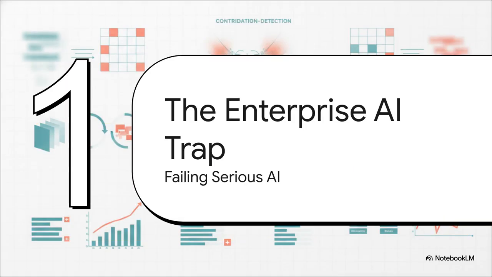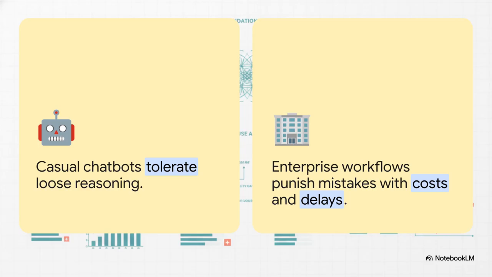Section 1. The Enterprise AI Trap. Now, what's really interesting about this slide is the sheer contrast in commercial reality. Think about it. A casual chatbot completely tolerates loose reasoning because, frankly, the stakes are practically zero. If a consumer chatbot hallucinates a fun fact about a movie, no one gets sued, right? But enterprise workflows, things like legal reviews, financial analyses, corporate governance systems, they literally cannot operate on loose reasoning.